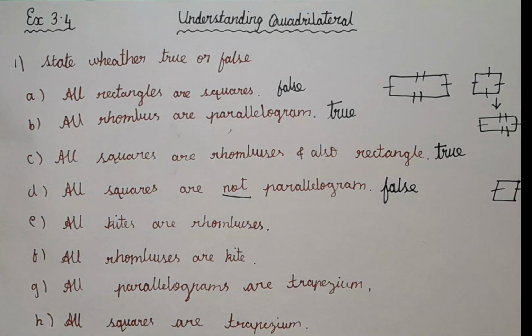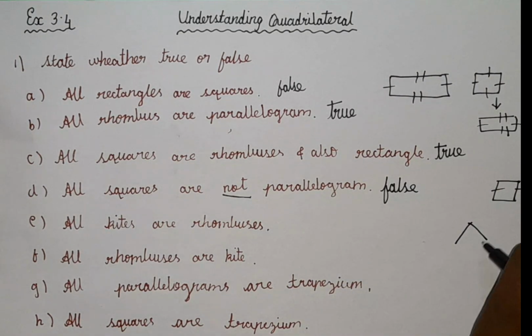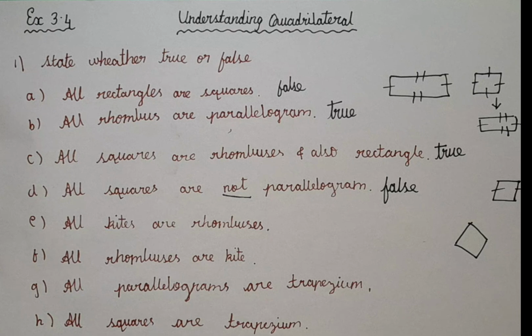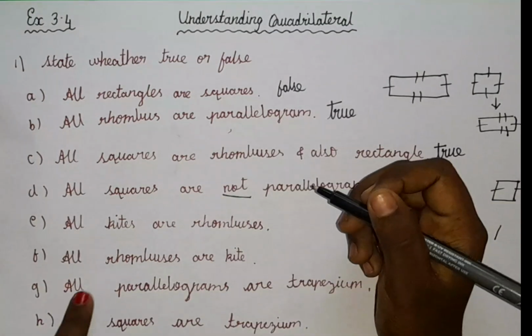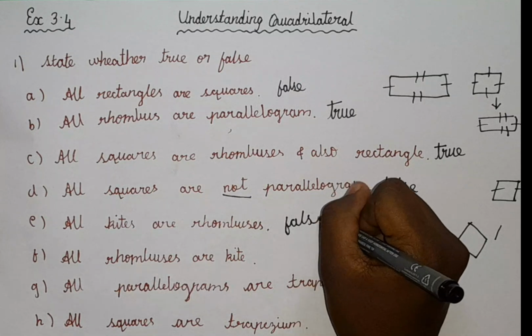Next we have all kites are rhombus. This is a kite, and in a rhombus opposite sides are equal. One more thing, in a kite any one of the sides is equal. What do you understand by this? In a rhombus all sides are equal. So it is not satisfying the condition that in a rhombus all sides are equal, but in a kite it is not. So all kites cannot be a rhombus. So this statement is false.